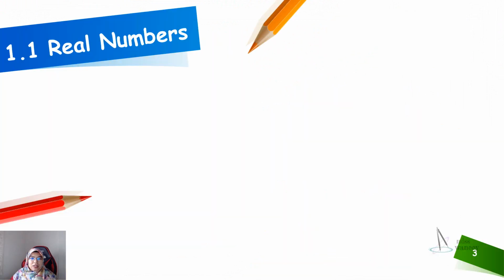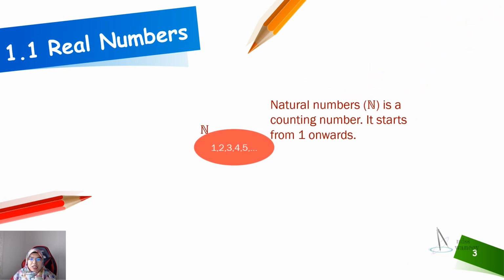Okay, so the real numbers, we are going to start with the smallest set of numbers, which is the natural numbers. So by definition, natural numbers is actually counting numbers. It starts from 1 onwards. So we start from 1, 2, 3, 4, 5, 6, 7, and so on. So those are actually the smallest set of numbers, which is the natural numbers.